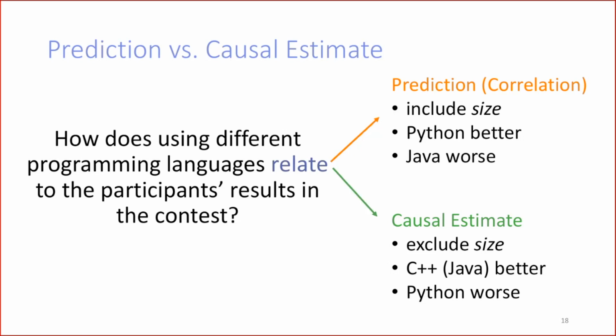But if we are interested in a different question, that is to say, if we want to isolate and estimate as accurately as possible the effect of language on the results in this context, then we should not include size in our model, and the results are the opposite. So C++ is associated with better results and Python with worse results. Now, you might be wondering, this is really weird, how is it possible that I have such a big difference, almost opposite results, in one way or another?